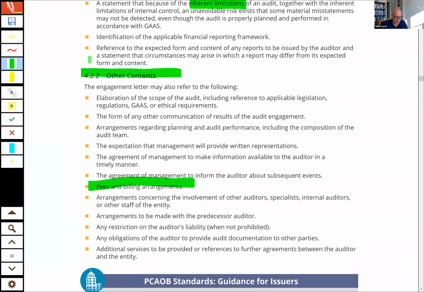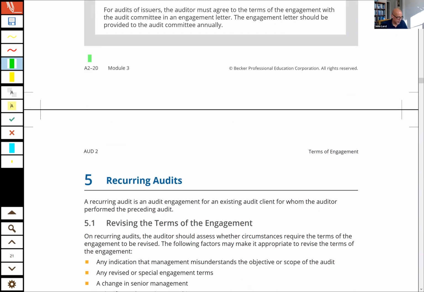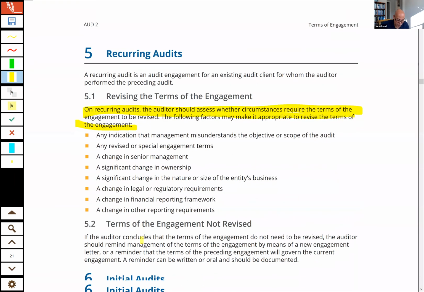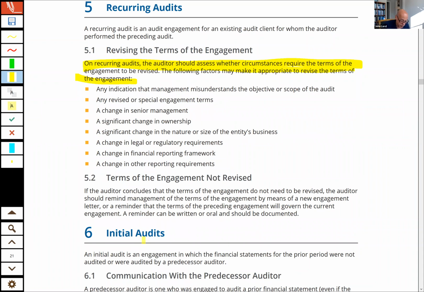Okay. And what happens if you have a recurring audit? Well, if you have a recurring audit, it is not necessary to reissue an engagement letter for a recurring audit. You don't have to. Some people say, whoa, my firm, we have a new engagement letter every time. And yeah, that's probably a wise practice, but the standards are telling us you don't have to issue an engagement letter every time. However, you will definitely want to look at these situations, see if the terms need to be revised.